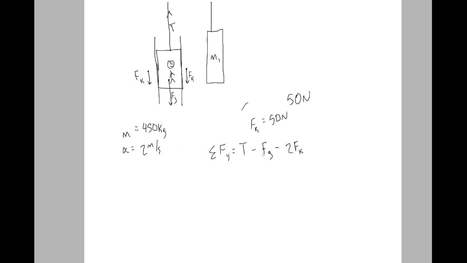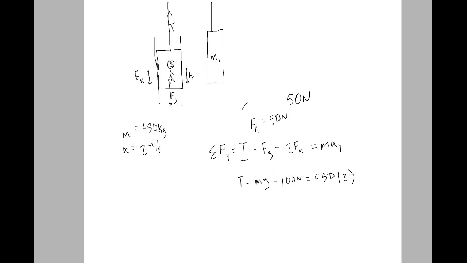So, the summation of my forces in the y direction: summation of forces equals mass times acceleration. So now, I can figure out what my tension force is. Tension minus the force due to gravity, mg, and 2 times my friction force, which is 100 newtons, equals my mass, which is 450, times my acceleration, which is 2. So, solving for tension, I'm going to add 100 newtons to the other side. So I've got 450 times 2, which is going to give us 900.